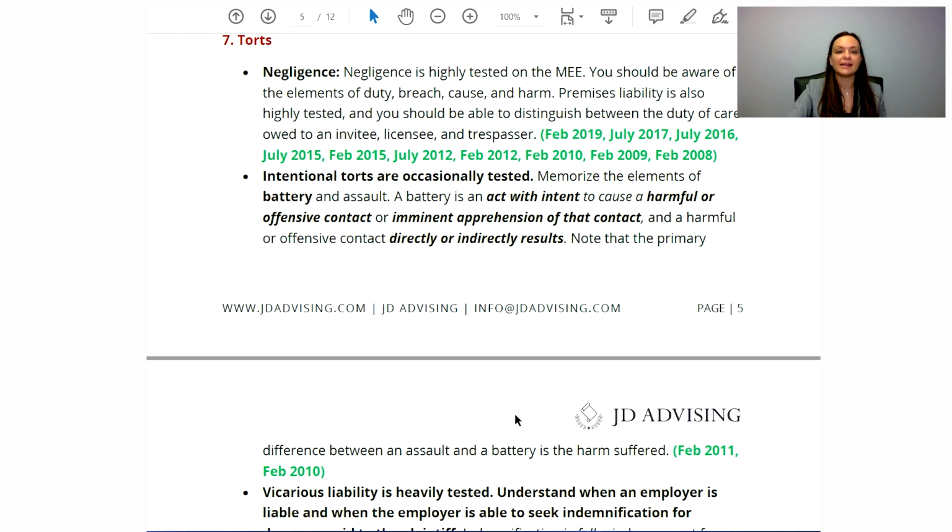Whenever you are analyzing negligence, make sure you're breaking down the elements of it. So duty, breach, and remember you need both types of causation, actual causation and proximate cause, as well as harm. They like to test premises liability, so you need to be able to distinguish what is the status of the plaintiff. And if it's unclear to you how to categorize your plaintiff, and therefore what type of duty of care was owed to them, tell the graders that.